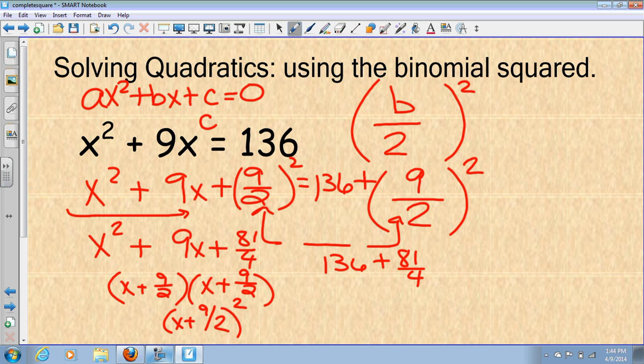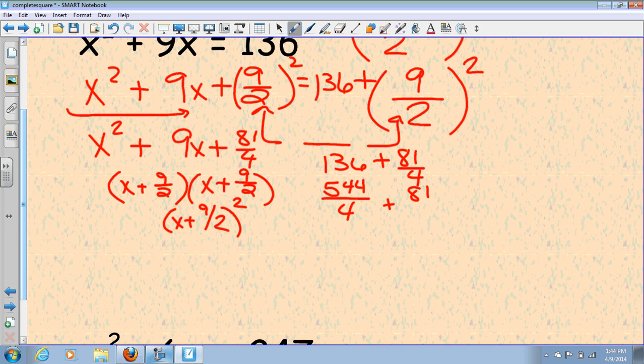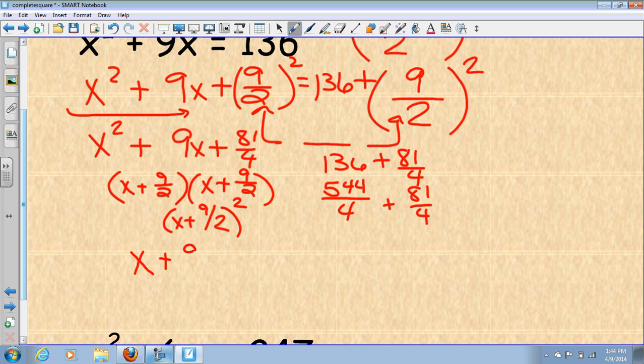81 fourths plus 136. So we can turn 136 into fourths. That becomes 544 over 4, plus 81 over 4. Okay? So over here I still have x plus 9 halves squared equals 544 fourths plus 81 fourths, which becomes 625 over 4.